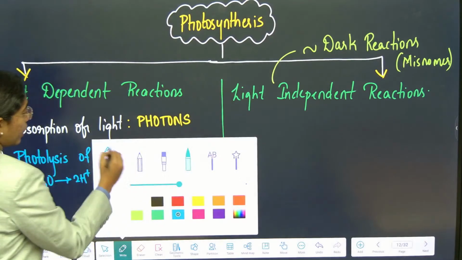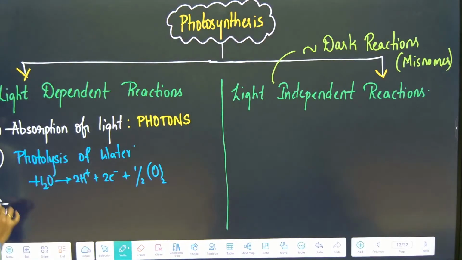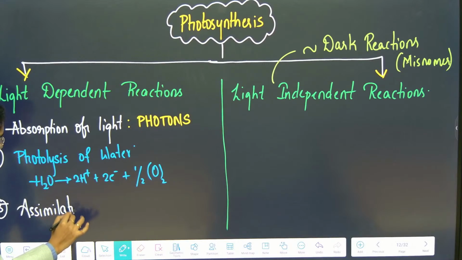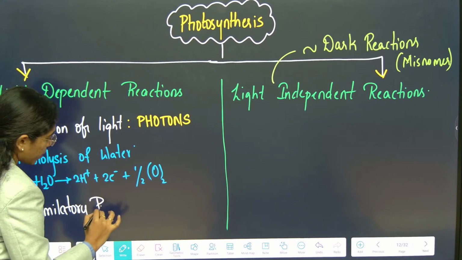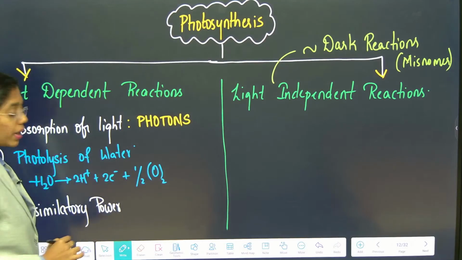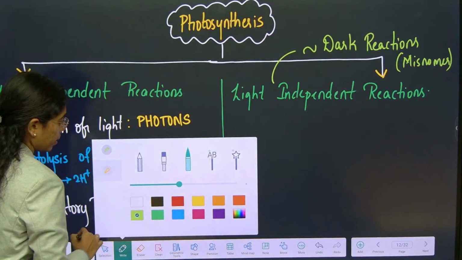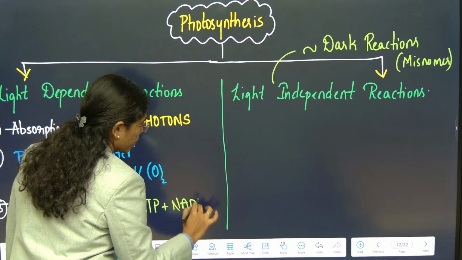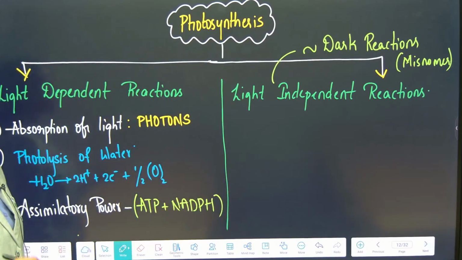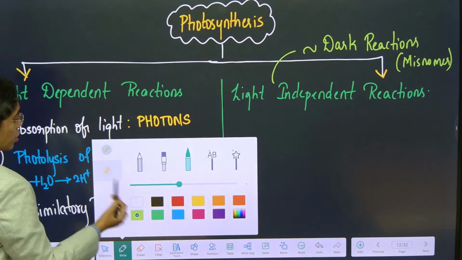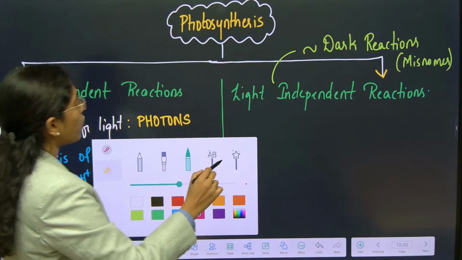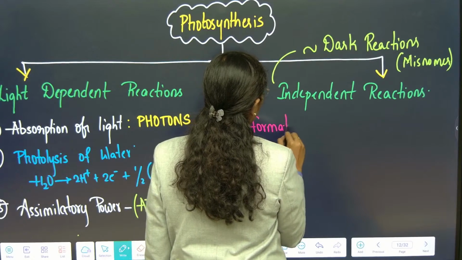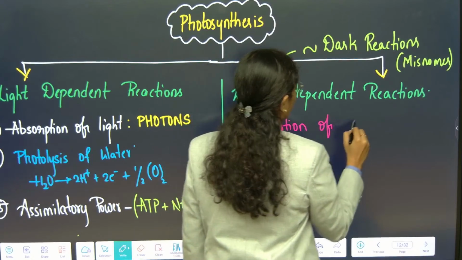And third is formation of assimilatory power. Assimilatory power is ATP and NADPH. What are the events that occur in light independent reactions? The only thing is formation of glucose.